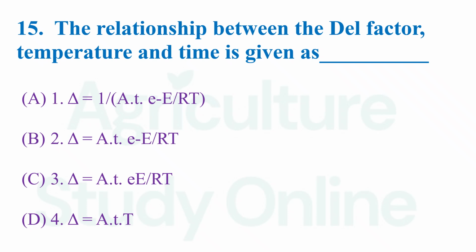Question number 15. The relationship between the D value, temperature and the time is given as: D equals 1 by A into T, e to the power E by RT. So basically that is the Arrhenius equation, it is an exponential relation with the temperature. It relates the D value with time and temperature. So the correct option should be option number B.